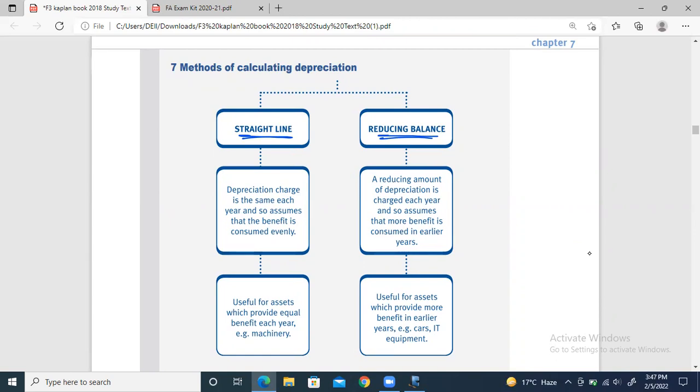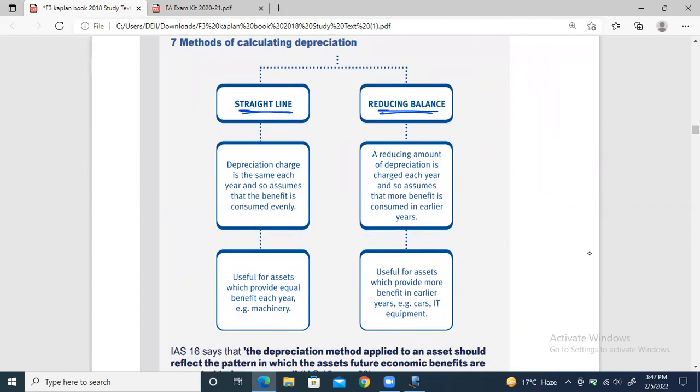Now always remember, straight line depreciation is the same in each year. Why is it the same? Because it is charged on the cost. Let me write over here: charged on cost. So cost is calculated one time. Cost does not change each year. So the reason it is the same in each year is that we just calculate it once and it's used in every year. That is the meaning of this word, straight line.